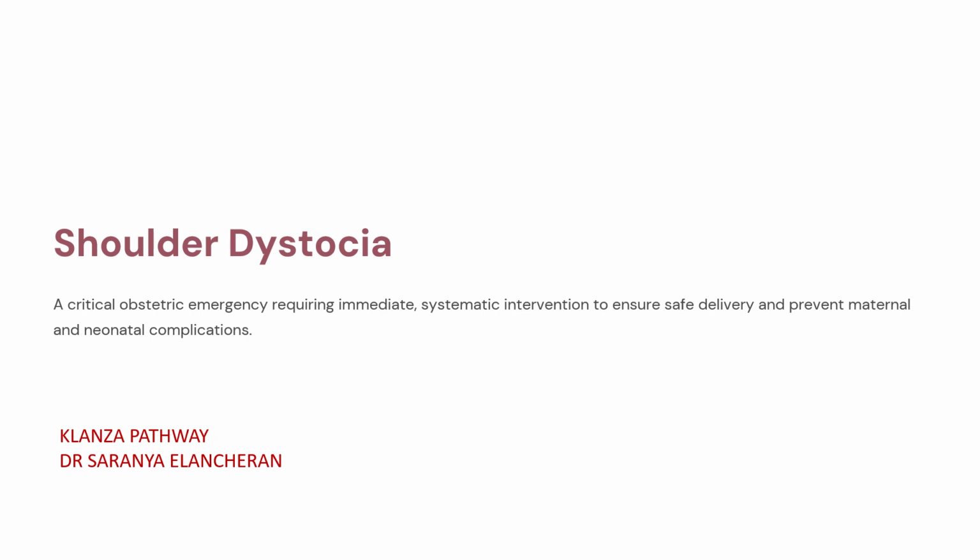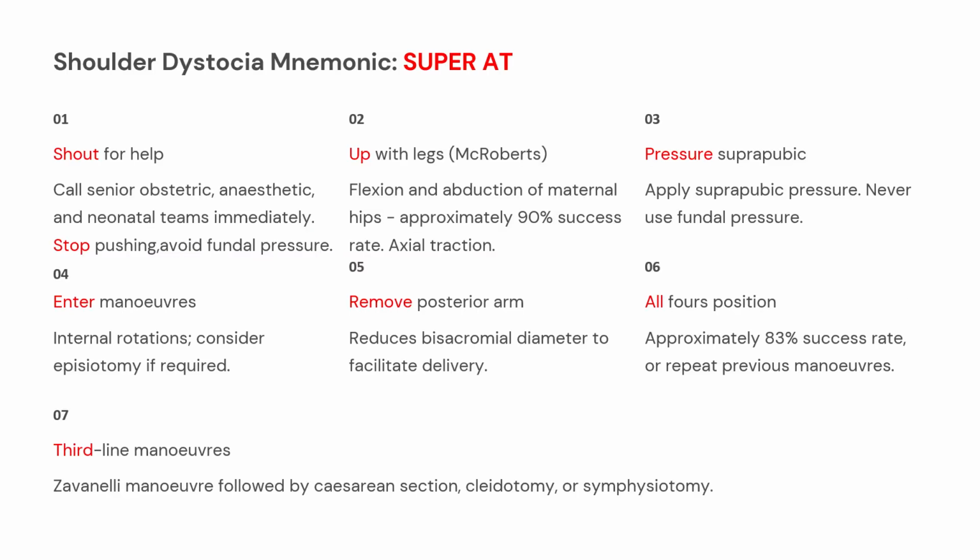Today we're going to discuss the labor ward module, shoulder dystocia. The mnemonic SUPER AT helps us remember the steps involved in managing shoulder dystocia. First, shout out for help. Call the senior most obstetrician, anesthetist, and neonatal team immediately. Ask the mother to stop pushing and avoid any fundal pressure.